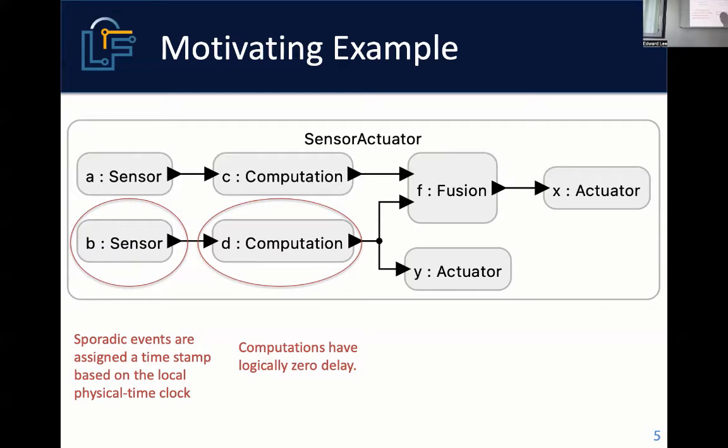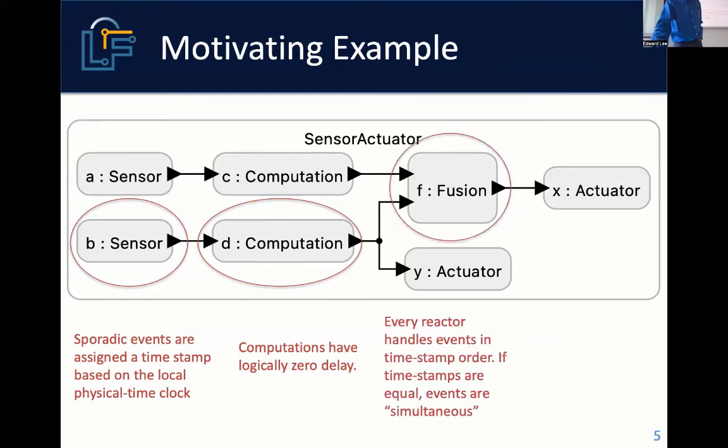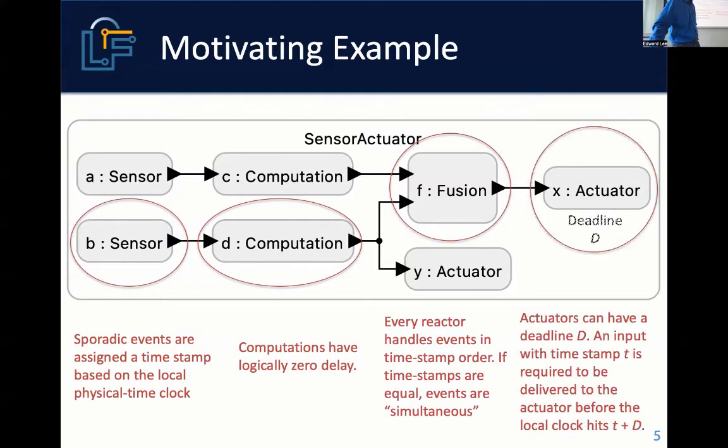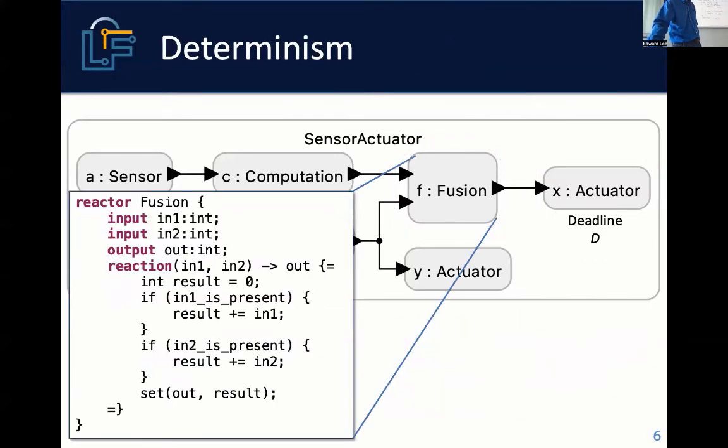So that's an important property. Every reactor handles events in timestamp order. And actuators can have deadlines. And I talked on Monday about some of the subtleties around these deadlines.